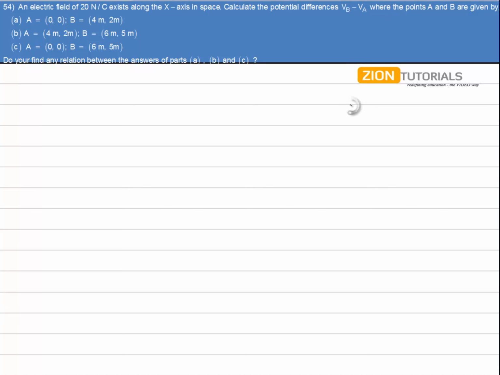potential. So let's say if this is the direction of electric field, then let us say this is point A and this is point B, then the potential at point A will be greater than potential at point B. Therefore, now to calculate the first part, that is the potential difference VB minus VA, can be easily calculated by electric field into displacement.